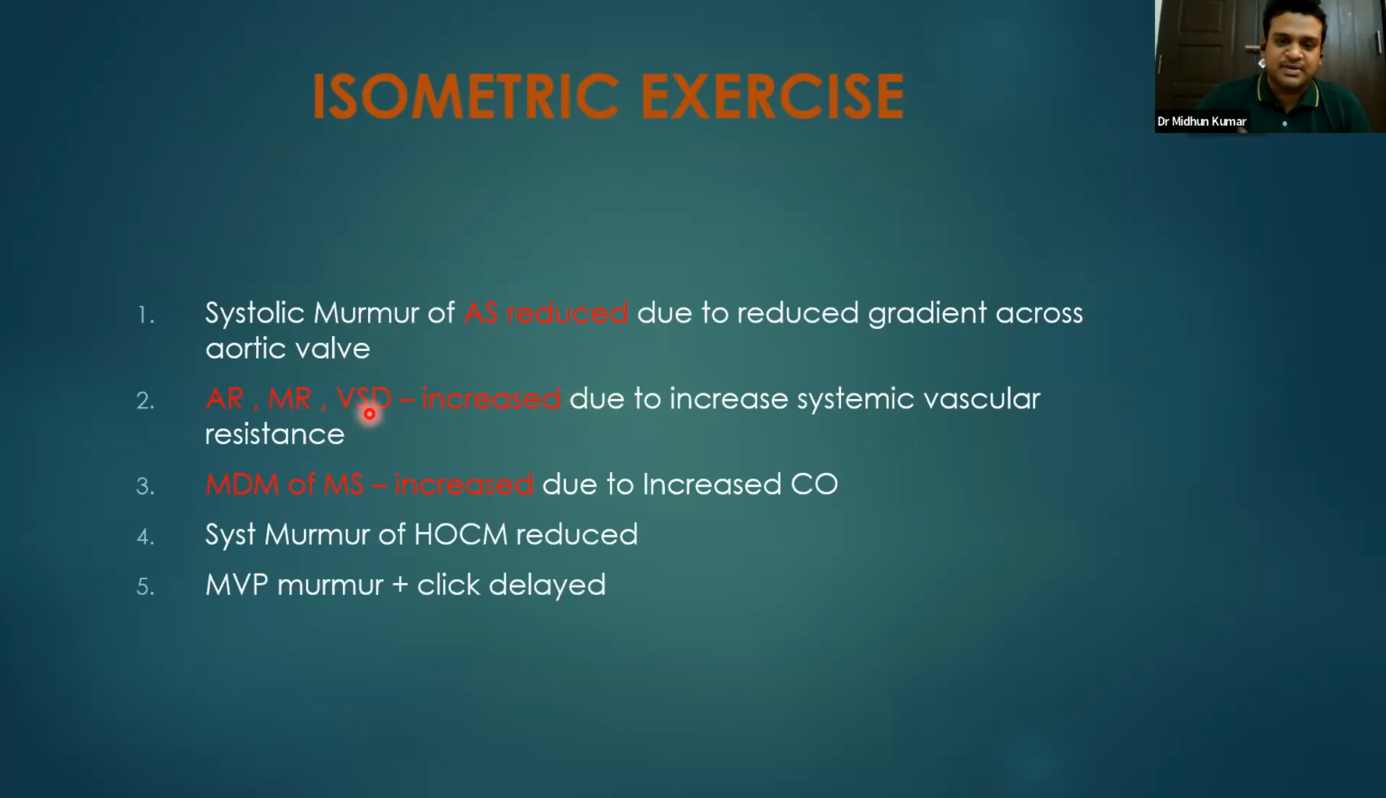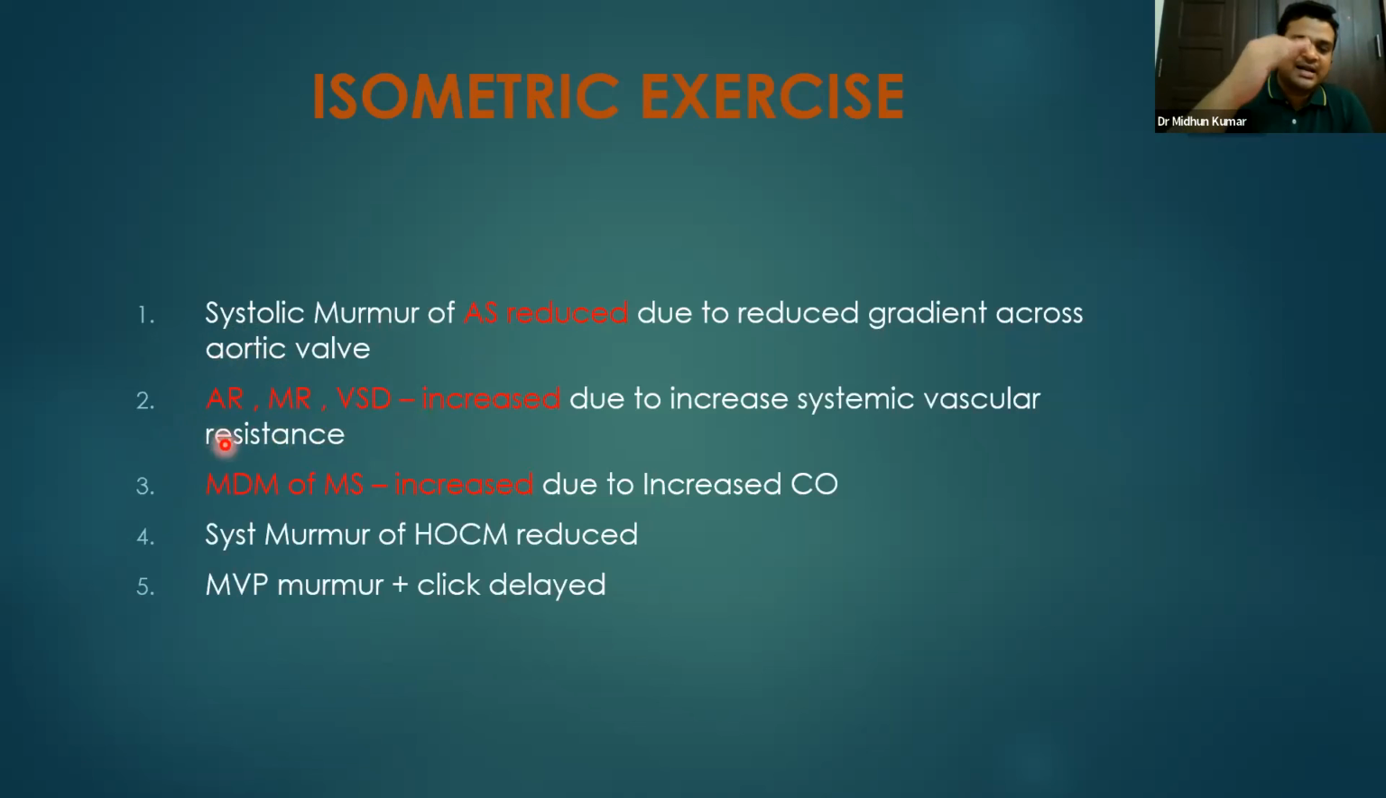the other murmurs will change depending on the afterload. For example, in VSD, the LV has two chambers to empty into. It can either empty itself into the aorta, or it can empty itself into the RV. So any condition that increases the aortic pressure will preferentially shunt the blood into the RV, so the murmur of VSD is going to increase.